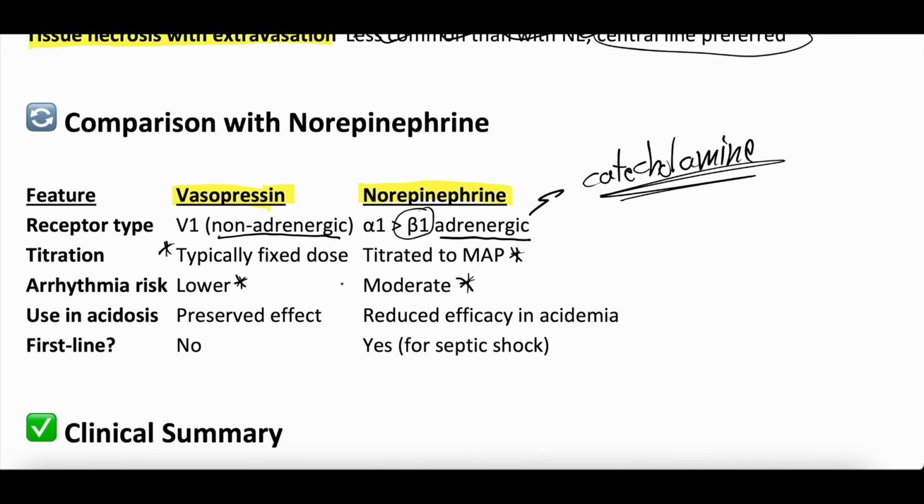People say that vasopressin works better when a patient is acidemic as compared to catecholaminergic vasopressors like norepinephrine. How much of that is clinically meaningful is tough to say, but theoretically vasopressin maintains its effect even in acidemic environments compared to a vasopressor like norepinephrine, which theoretically does not work as well. And then vasopressin is second line in septic shock. Norepinephrine is first line in septic shock.